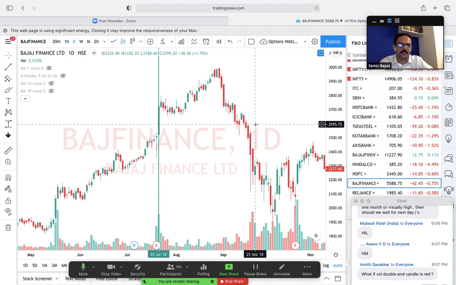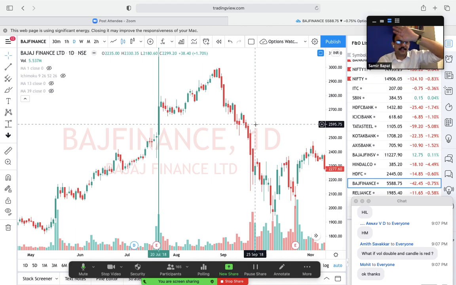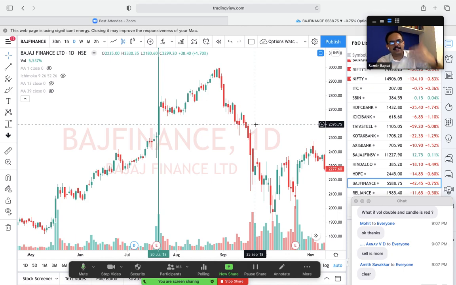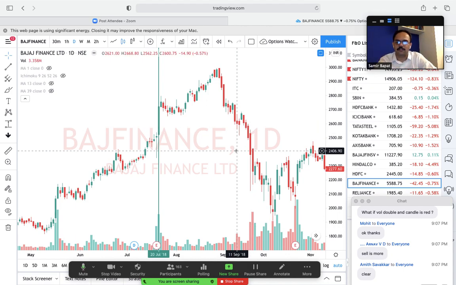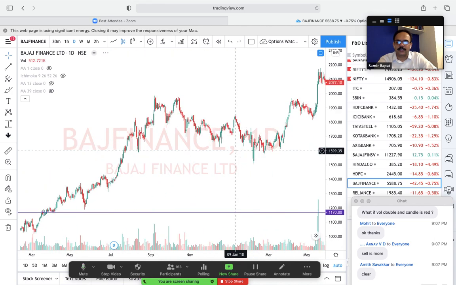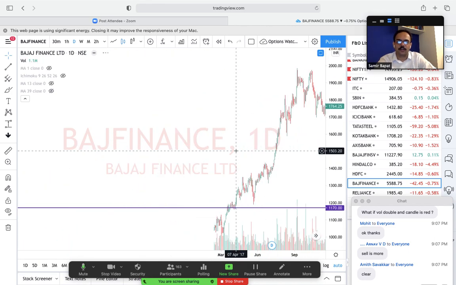Amit is asking, if the volume is double and the candle is red, then what? That means they have dumped, they don't like the stock that day, they don't like the results. Red candle is what? Close is lesser than open, right? So if it opened and went down, that means they are selling it off. Better stay away from such a stock. You also exit if you're holding it for the short term. Okay.